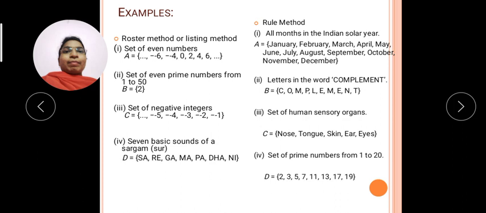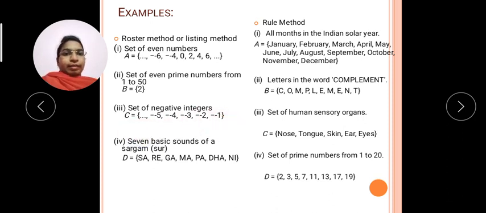Set of even prime numbers. Prime, there is only one number, with the condition from 1 to 15. So 2 is the only element of that set. Set of negative integers: minus 1, minus 2, minus 3, minus 4, minus 5. So these are the negative integers.